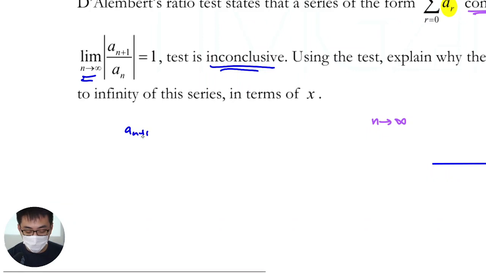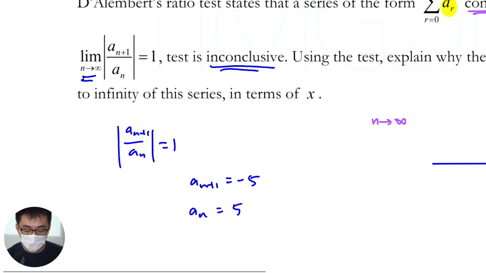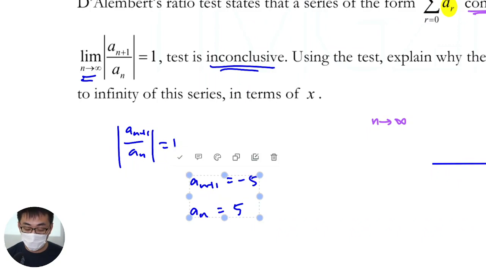Because if modulus of a_(n+1) over a_n equals 1, it means that a_(n+1) and a_n can always alternate. Let's say a_n is minus 5 and a_(n+1) is 5. It also can be equal to 1. Okay, so maybe this series can be minus 5, 5, minus 5, 5, minus 5, 5, minus 5, 5. At any juncture you take, it will still be 1. Okay, that's why it's inconclusive.